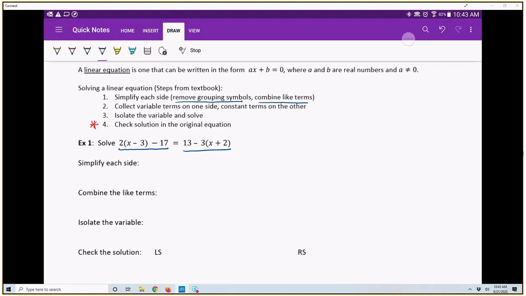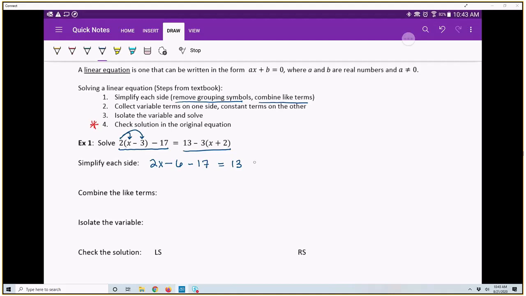On the left side, I see that I have x minus 3 in parentheses, and this 2 is multiplied in front. That means it's going to get multiplied with both x and minus 3. So 2 times x is 2x, and 2 times minus 3 is minus 6. And I don't need the parentheses anymore. Now that I've multiplied, I can just write minus 17. So that's the left-hand side. On the right-hand side, 13 is by itself, it's not involved in any grouping.